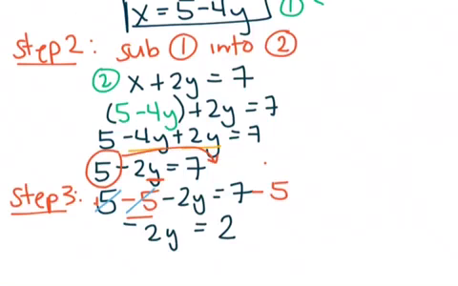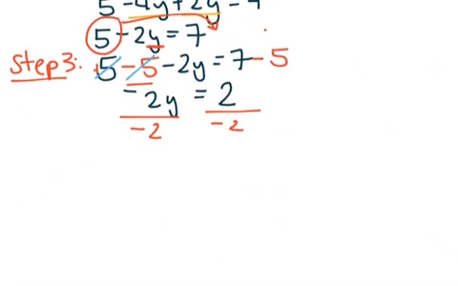We're almost done. All we have to do now is get rid of this negative 2 that's beside the y. We know that this is multiplying. So how do you get rid of a times negative 2? Well, we're just going to divide by negative 2. Divide by negative 2 on the left. Divide by negative 2 on the right, and we're almost done. We can cross out times negative 2, divide by negative 2, and we're left with y equals 2 divided by negative 2, which is just negative 1.